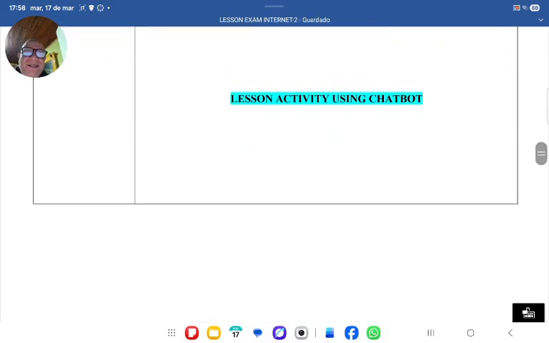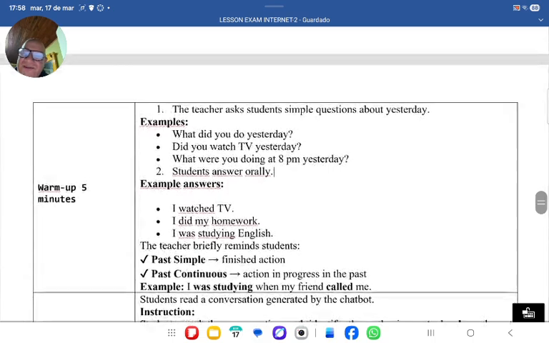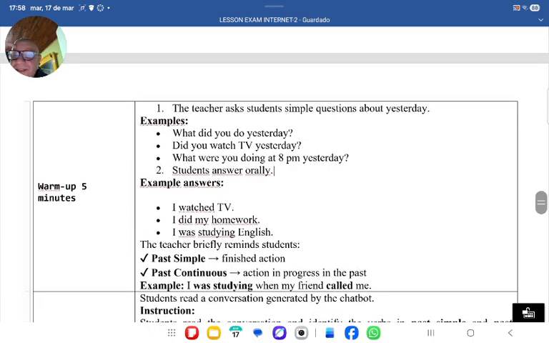Okay, teacher, the lesson activity I am going to use in the chatbot is the following. I am going to use a 5-minute warm-up, where I will use some sentences or questions to ask them. For example, what did you do yesterday, or what were you doing at 8 p.m. yesterday?